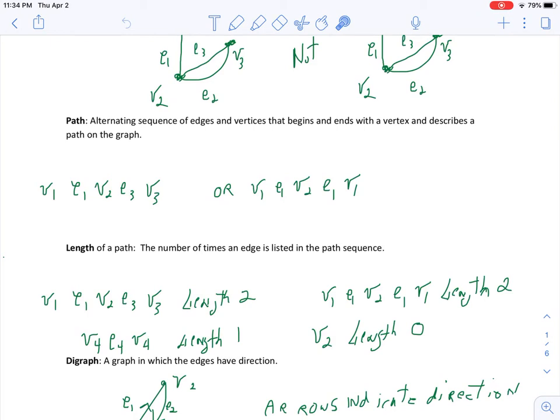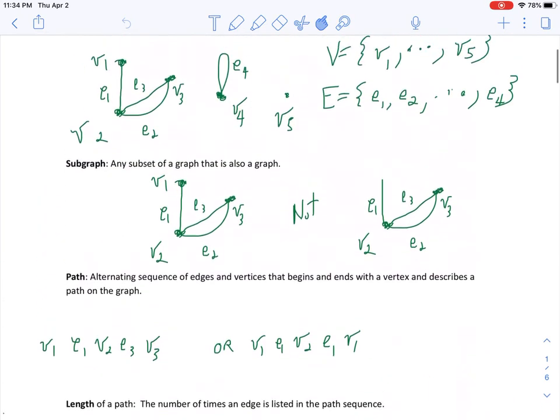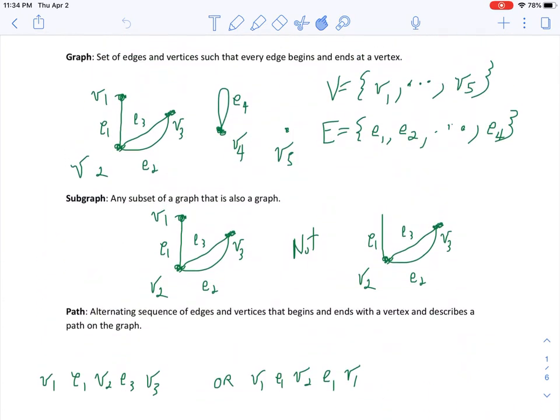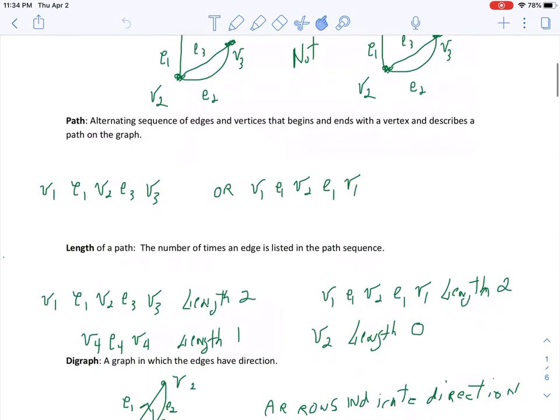And finally, if I just do the vertex V2, that is, I stick at the vertex V2 and I don't move anywhere. V2 is this vertex right there, but I never move. Then that, of course, is of length 0. So that's what a path is, and that's what its length is.